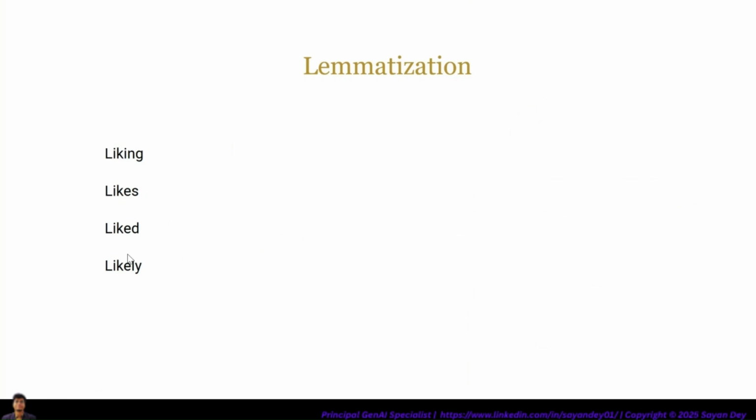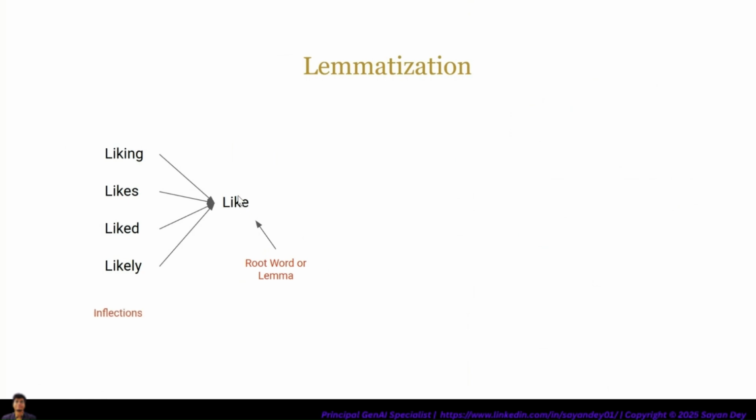Because remember, I told you that this model, the approach that we are following right now, we are not focused too much on the meaning of the word. The context of the word is not really taken into account. We are only focused on the presence or absence of certain words. So we just need to take all the similar words which are part of the same lemma and convert them back to the same lemma. This is what we do as part of lemmatization.